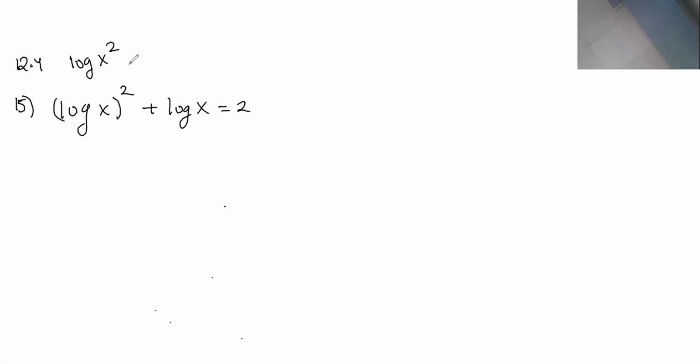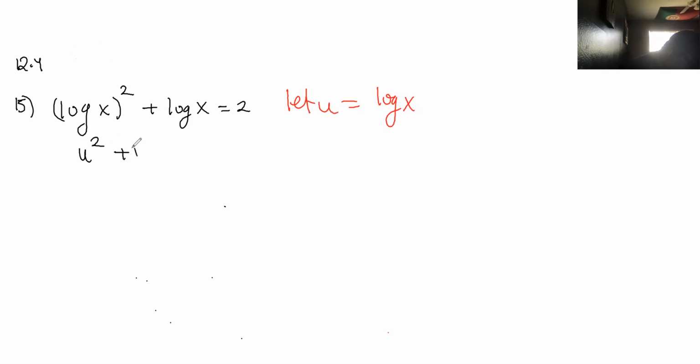The one up here, just the x is being squared. The one in the problem, the whole log of x is being squared. And since I'm not used to seeing it that way, I'm going to use u substitution. So I'm going to let u equal log of x. What would this equation become? U squared plus u equals 2.